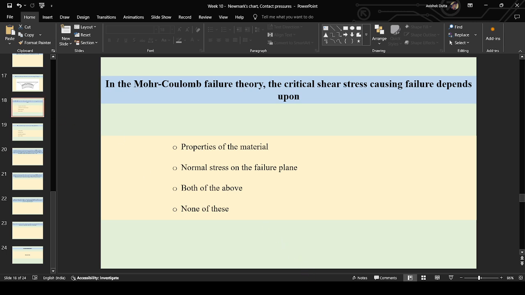Okay. So the question is, in the Mohr-Coulomb failure theory, the critical shear stress causing failure depends upon, first option, properties of the material, second option, normal stress on the failure plane, third option, both of the above, and last option, none of these.